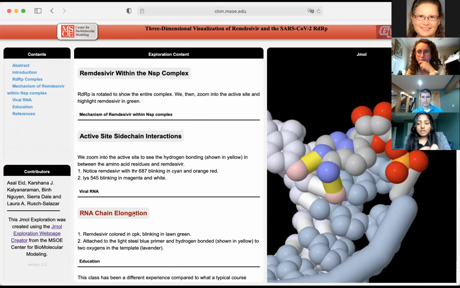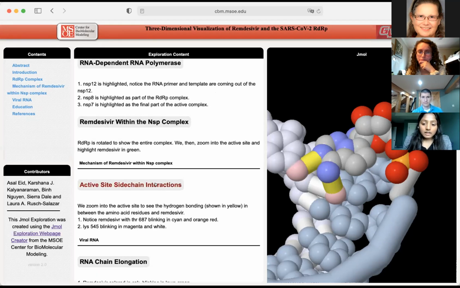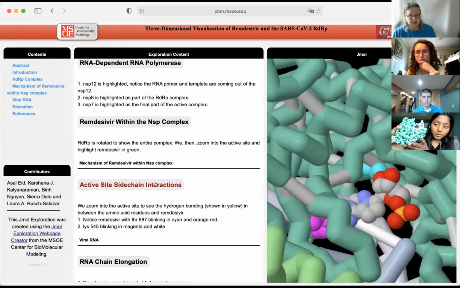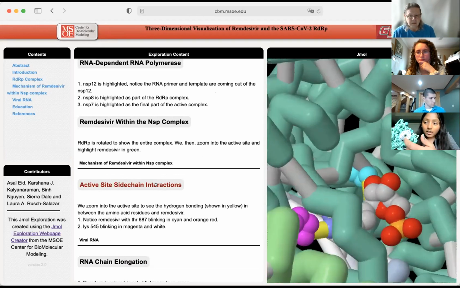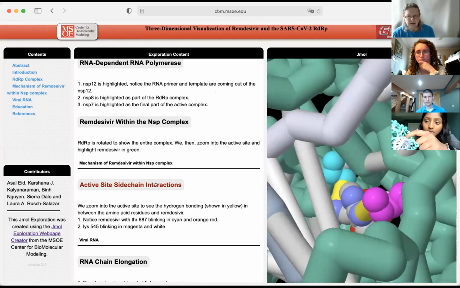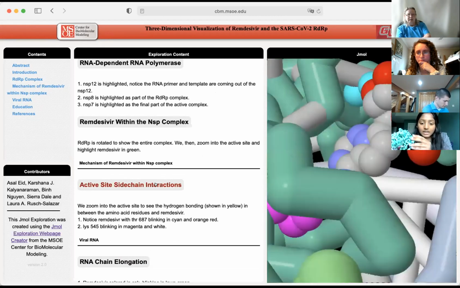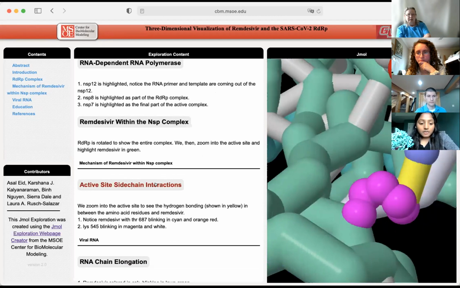Here you can see in our poster that that's where it was highlighted, and those yellow bonds are the hydrogen bonds. But we also found that within the active site of the entire complex, where the RNA went through, remdesivir had some side chain interactions, and you can see that it's blinking right now. So the one that's blue and flashing is tyrosine 687, and the other is lysine 545.